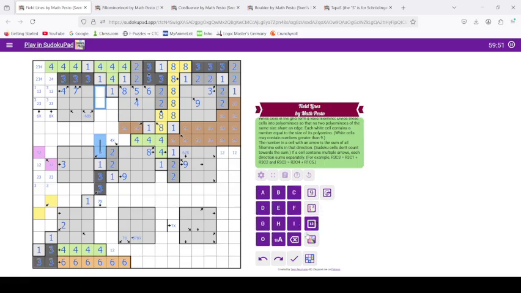Whatever this is, it goes here. Four, 5, 6. Where's 4, 5? So this is 2, 3, 4, 5.